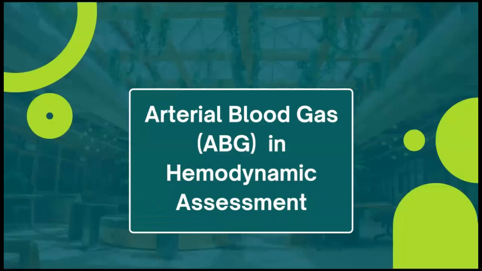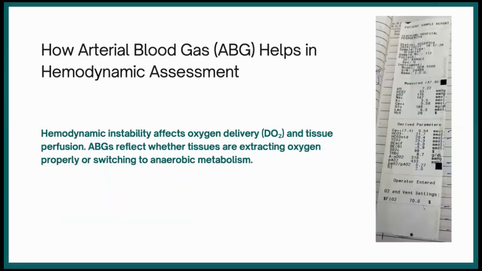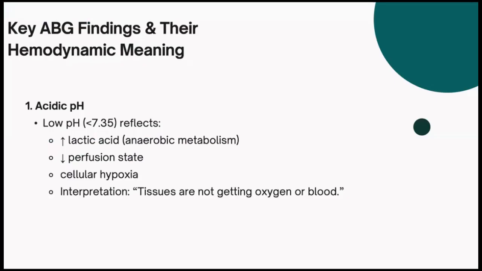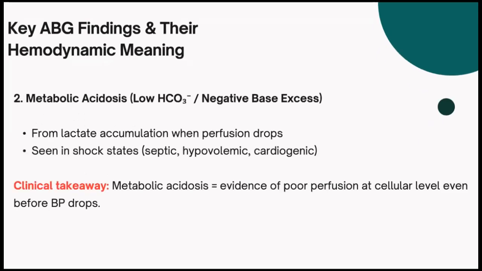Let's have a close look at the arterial blood gases. It shows the oxygen delivery. In hemodynamic disturbances, you have a disturbed oxygen delivery, and then there is anaerobic metabolism going on. You will see a low pH acidosis due to lactic acidosis, low perfusion, and cellular hypoxia, so blood and oxygen are not reaching the tissues. This is the basic biochemistry we learned. Because of this metabolic acidosis, there is a low bicarbonate and your base excess is becoming more and more negative.